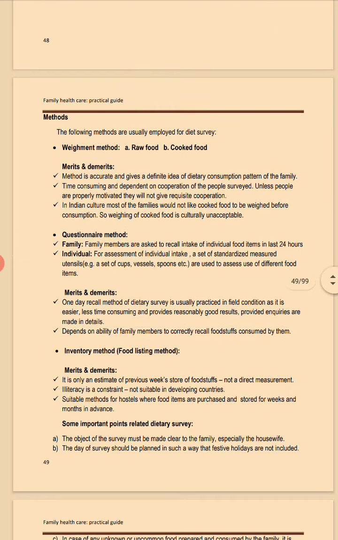The last is the food listing method. It is only an estimate of the previous week's stored foodstuff, not a direct measurement, and illiteracy is a constraint. But we have to use this inventorying method in some of the areas.